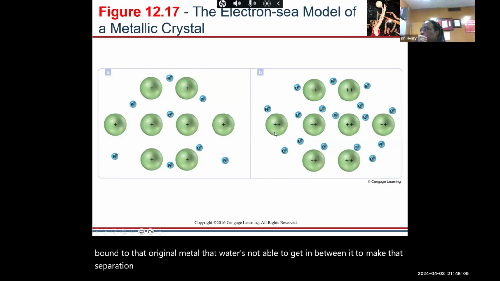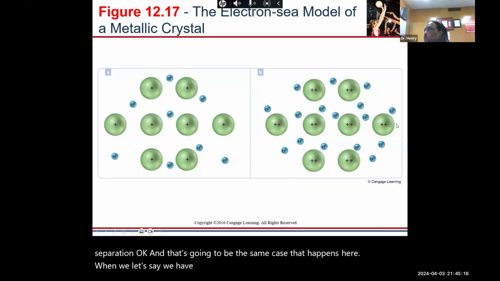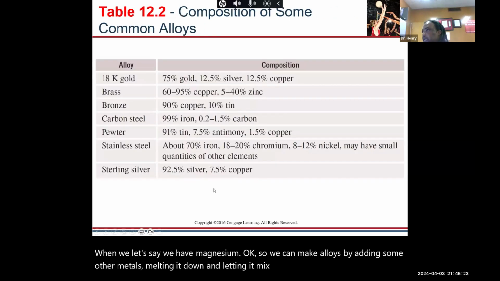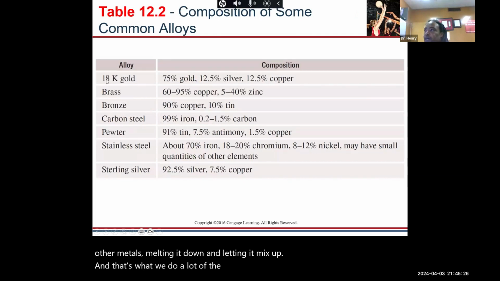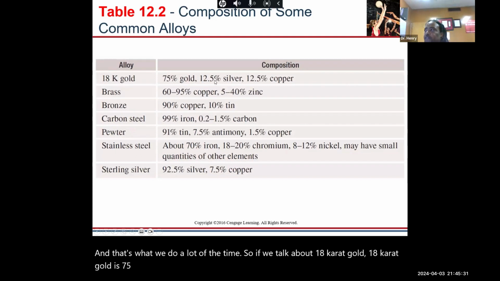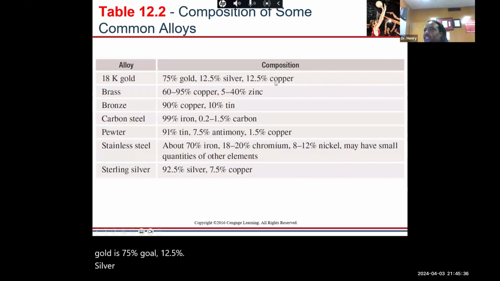Okay. And that's going to be the same case that happens here when, let's say, we have magnesium. So we can make alloys by adding some other metals, melting it down and letting it mix up. And that's what we do a lot of the time. So if we talk about 18 karat gold, 18 karat gold is 75% gold, 12.5% silver, and 12.5% copper. Rose gold is less gold, more copper. It gives it that nice little rose color.